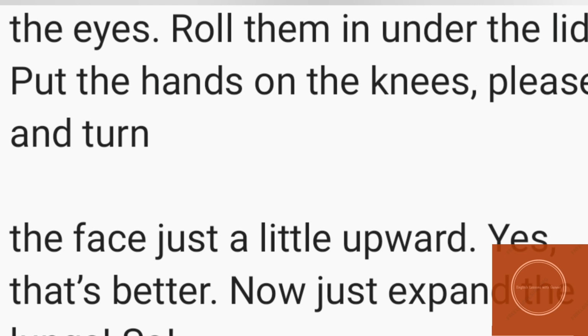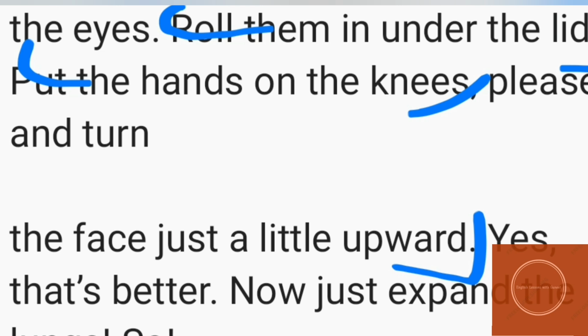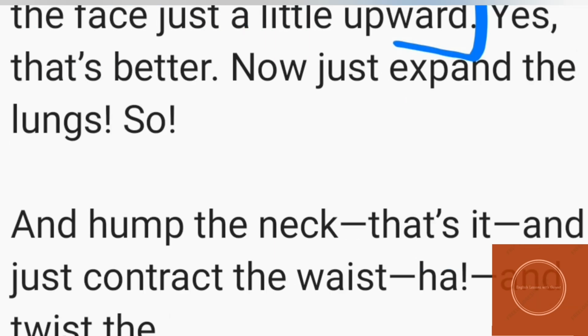So now, roll them under the lids. It means that you need to bring your eyelids a little over the eyes. You just try to do the lids a little over your eyes. Then you just need to put your hands over your knees and turn the face a little upward. It means you tilt your face a little upward. And he says, yeah, that's quite better than your previous pose. And now you just expand your lungs. Means you just sit straight. That is what he meant to say, that expand the lungs, just sit straight.